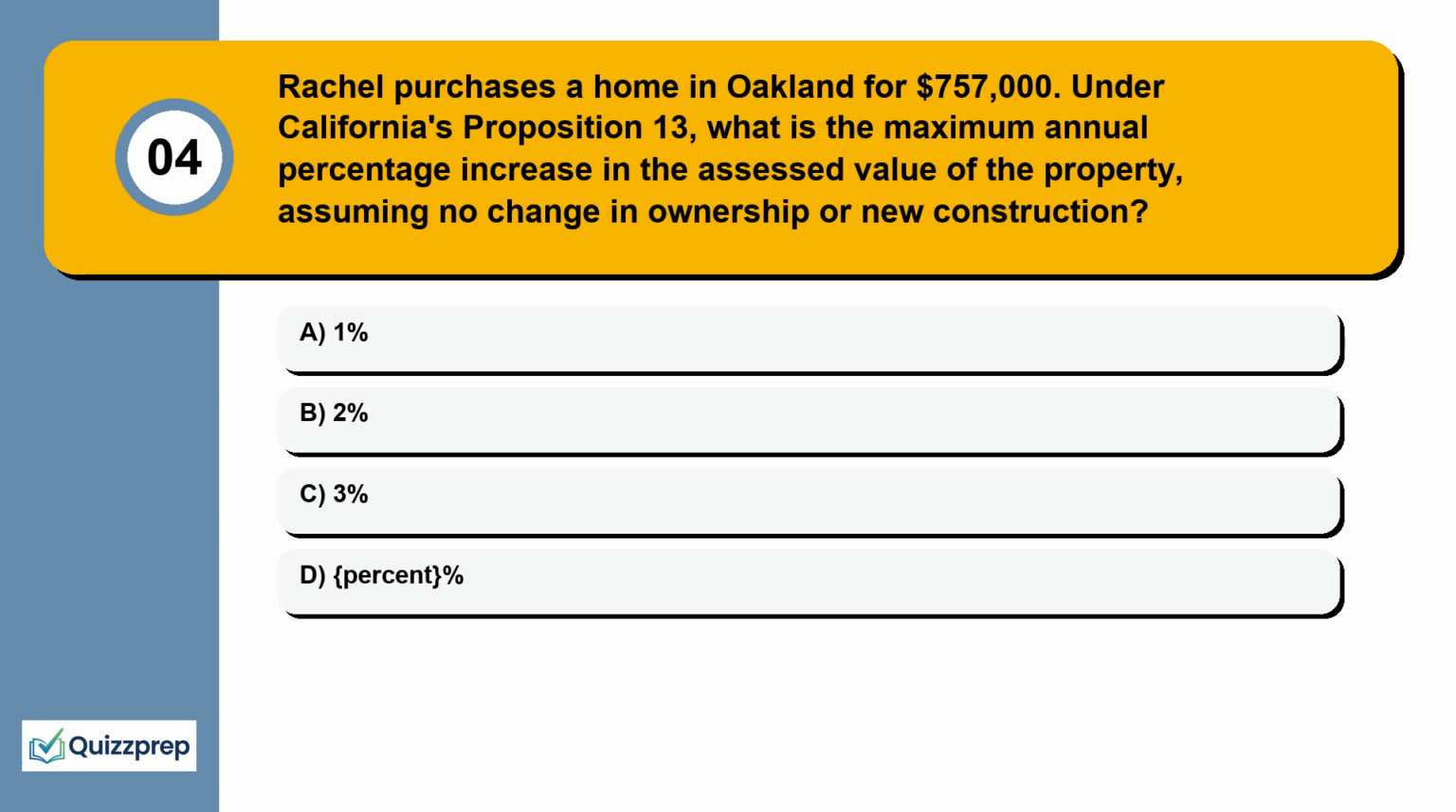Question 4. Rachel purchases a home in Oakland for $757,000. Under California's Proposition 13, what is the maximum annual percentage increase in the assessed value of the property, assuming no change in ownership or new construction? 1%, 2%, 3%, 5%.